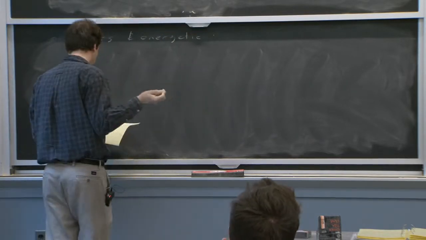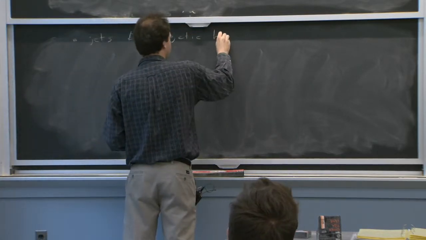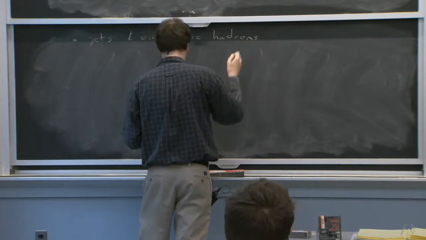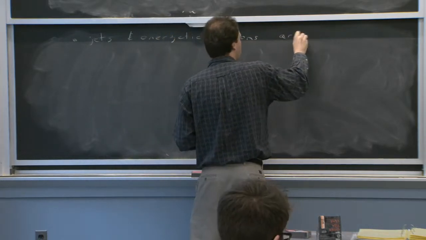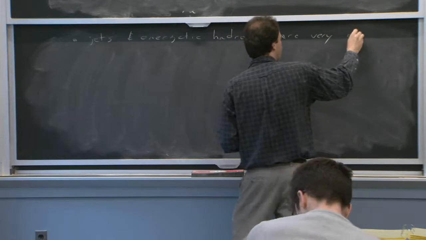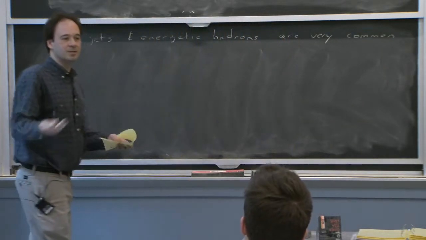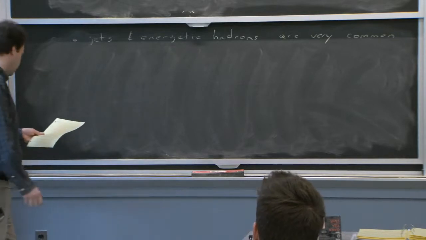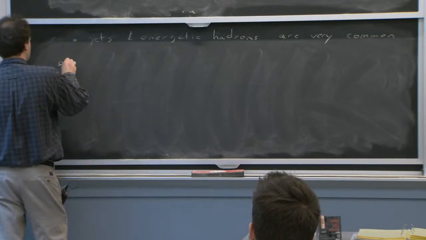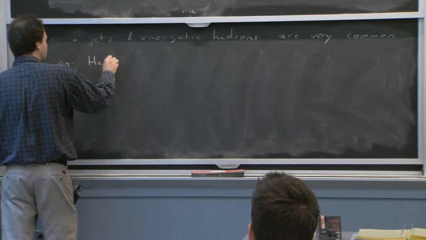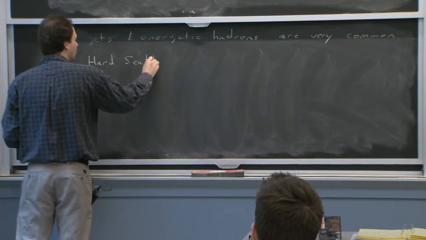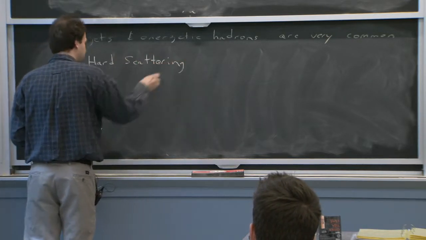When we make hard collisions, these jets and energetic hadrons are very common. They're the most common things that are produced. And from a physics point of view, that means that there's many, many different processes that you can actually use this effective field theory for, and that's one of the reasons it's popular. So let me give you some examples.